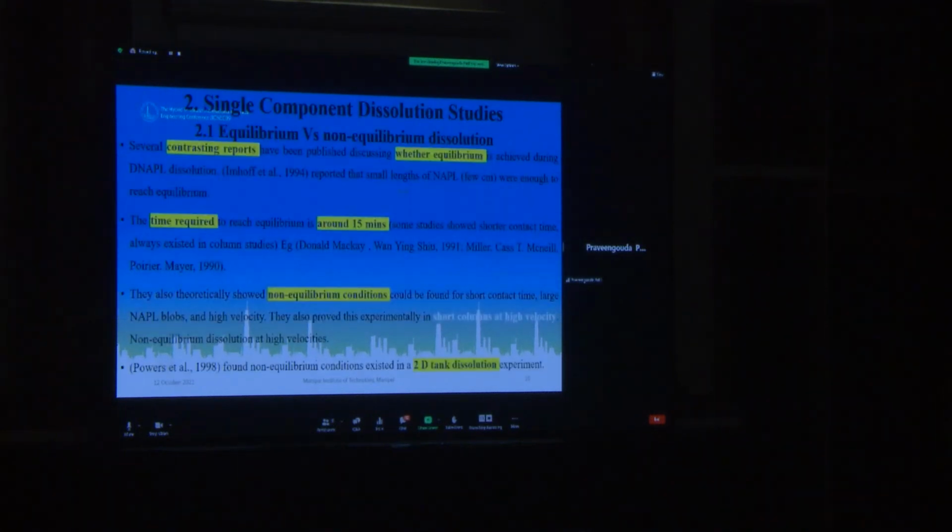Single component dissolution studies. Under that, we are going to see equilibrium versus non-equilibrium dissolution. Several contrasting reports have been published discussing whether equilibrium is possible or achieved during D-NAPL dissolution, and they reported that small lengths of NAPL were enough to reach equilibrium. The time required to reach equilibrium was about 10 months.